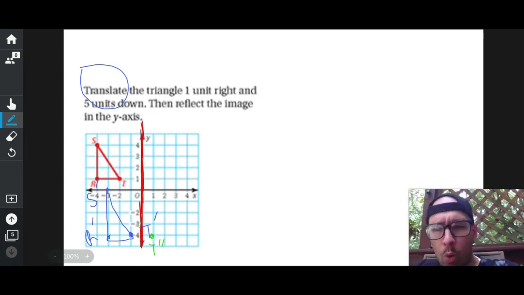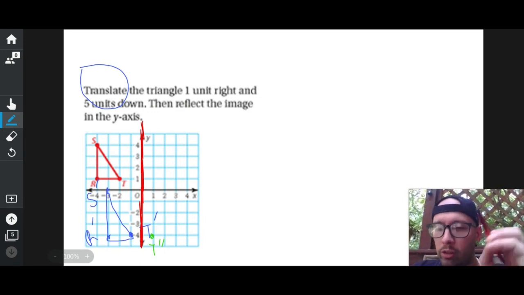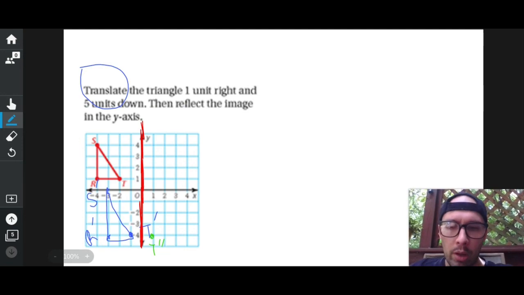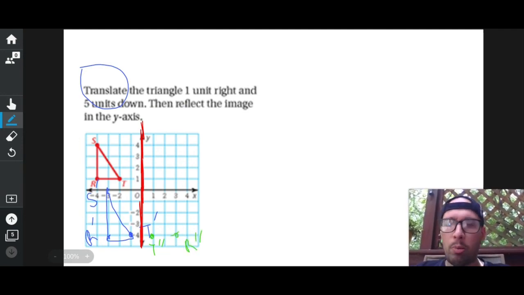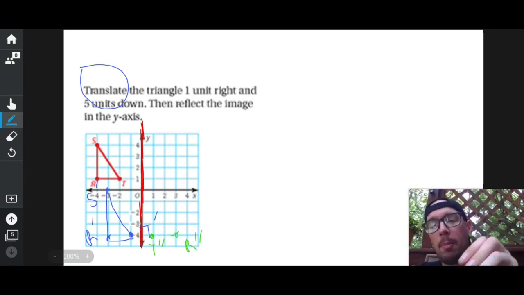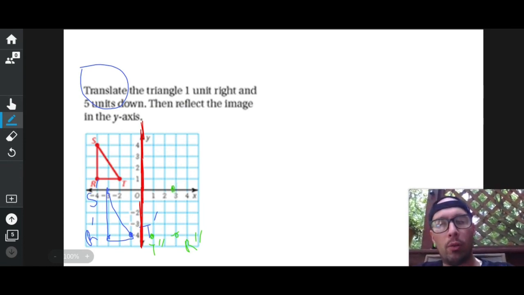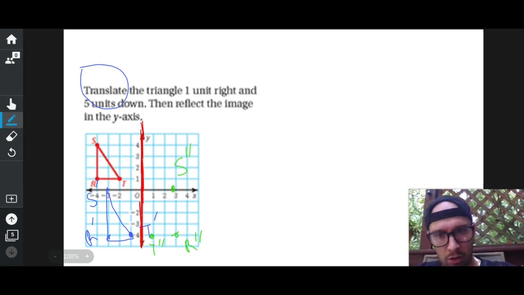R is 1, 2, 3 units away. So R prime is going to be 1, 2, 3 units away, and that would be R double prime, not R regular prime, like I think I said. And if I look at S prime, it is 3 units on the left side of the red line. So 1, 2, 3 units on the right side is going to be my S double prime.